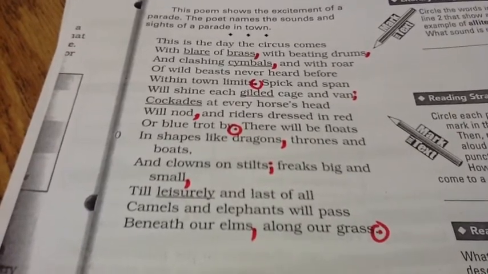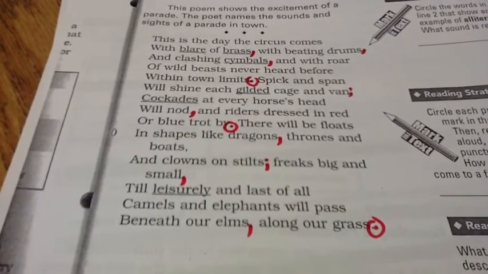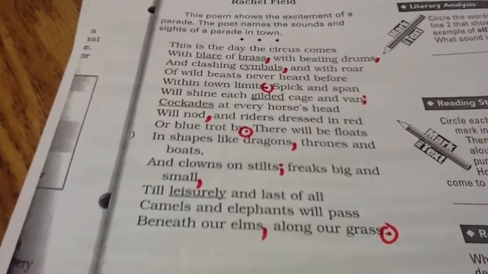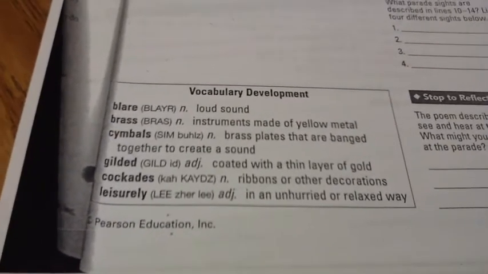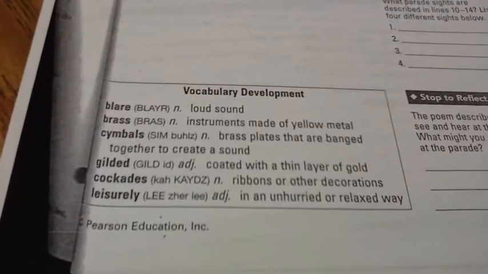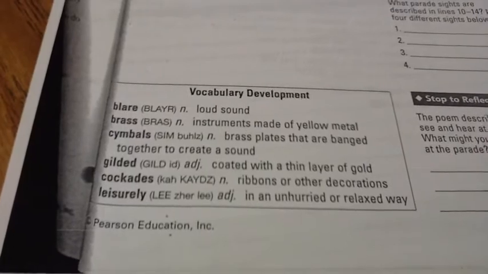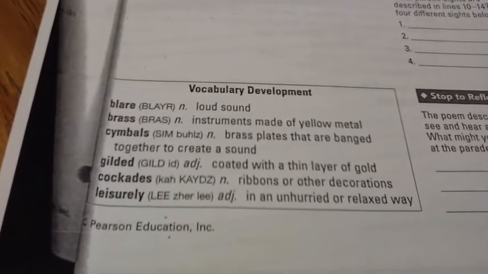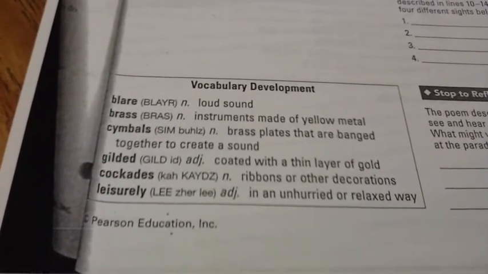Okay, one other step I'm going to take before I read the poem out loud is to check out the vocabulary words so I know that I will understand more of this poem. I know that there will be words I don't understand because they're underlined here, and I can find the definitions at the bottom in the vocabulary development section. Here it says blare is a loud sound. Brass are instruments made of yellow metal. Cymbals are brass plates that are banged together to create a sound. Gilded is when it's coated with a thin layer of gold. Cockades are ribbons or other decorations. Leisurely is in an unhurried or relaxed way.